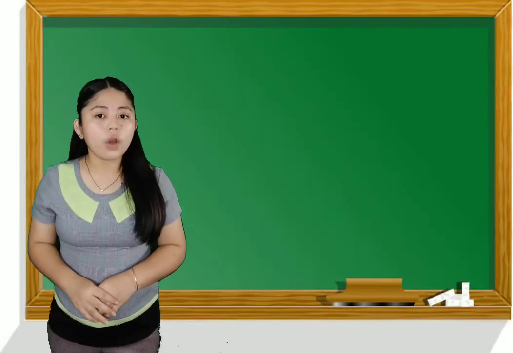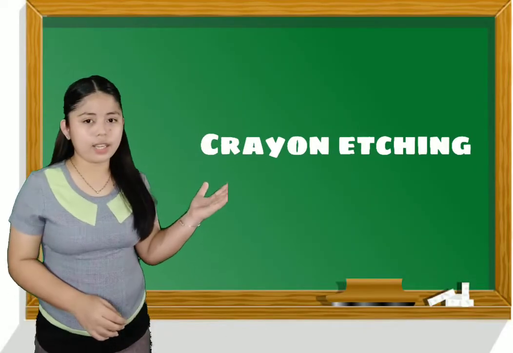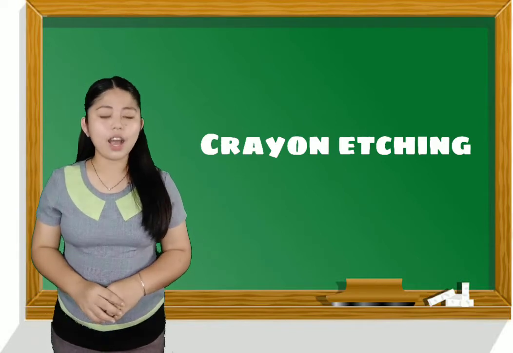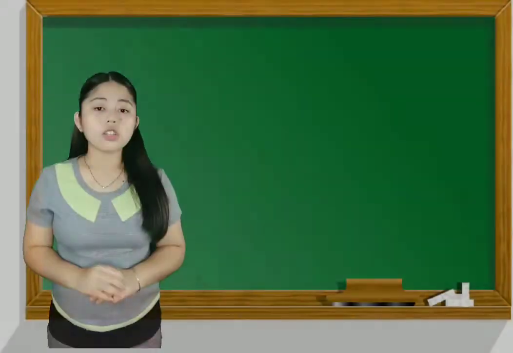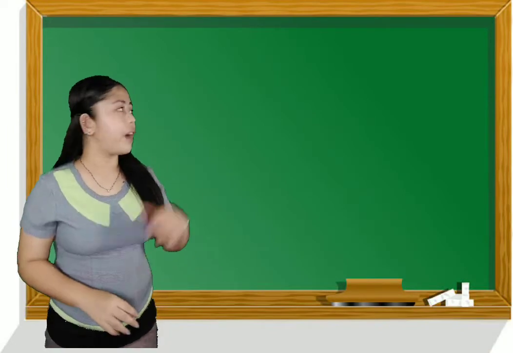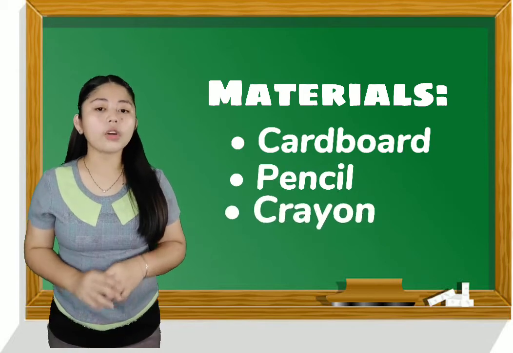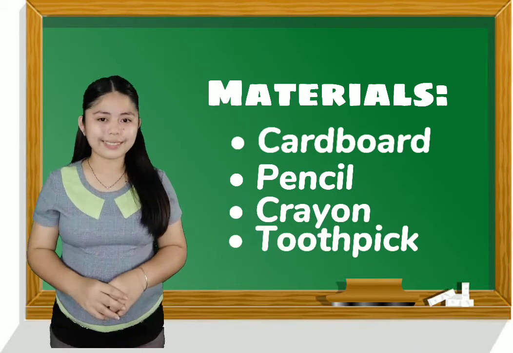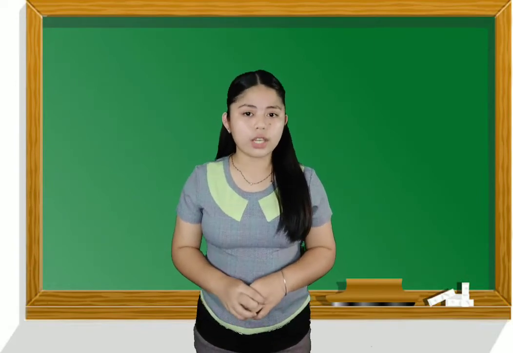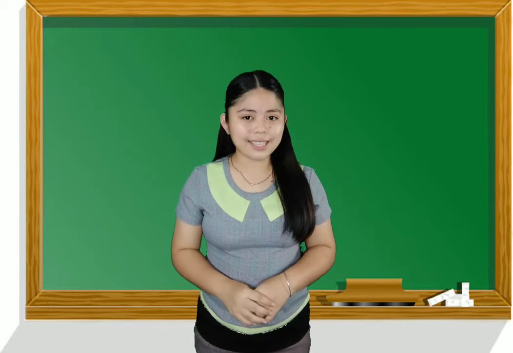Now, let's have an activity to test your knowledge about our topic for today. In this activity, we will do crayon etching. So are you ready, class? Okay, very good. Now, I want you to prepare the following materials: a cardboard, a pencil, a crayon, and a toothpick. So class, you must create your own unique design through crayon etching using the different motifs or ethnic designs used by the different cultural communities. Did you get it, class?